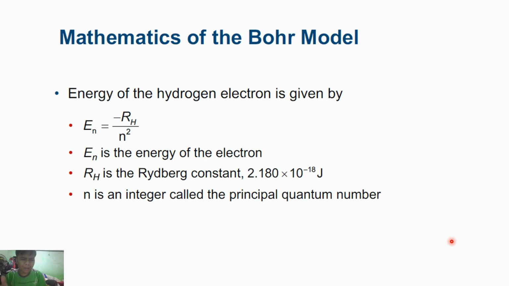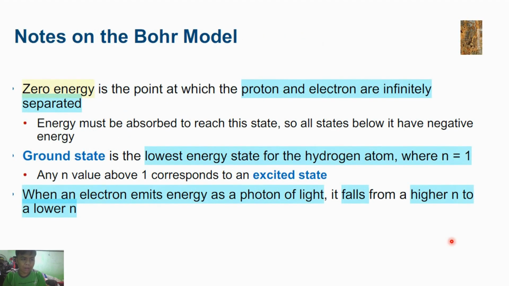And this is his equation right here, the Rydberg's constant. So it's very cool. Note that in Niels Bohr's model, the zero is the point at which the protons and electrons are infinitely separated. So if you have an electron moving out of the atom, it is no longer in the atom, and the energy there is already zero. The ground state, however, is the closest.